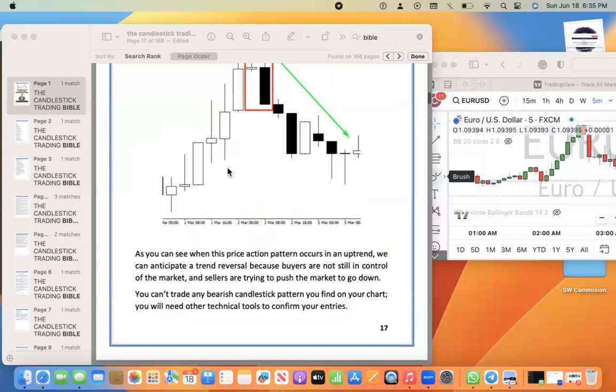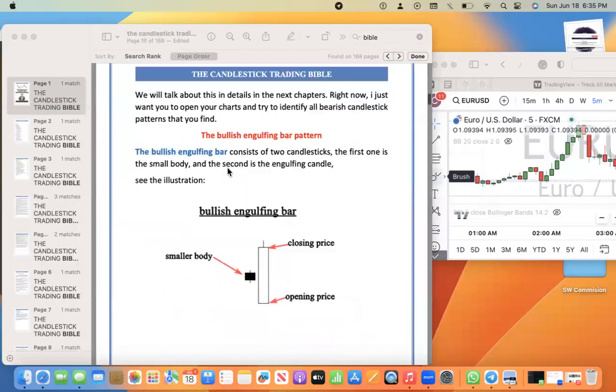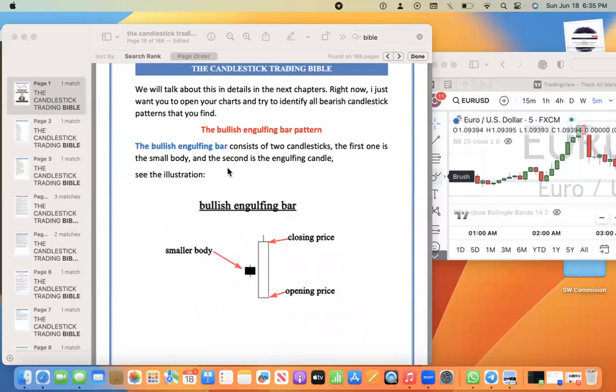So that's the bearish engulfing. So we're going to talk about the bullish engulfing, and then we're going to look at it on the chart. So the bullish engulfing is the opposite.